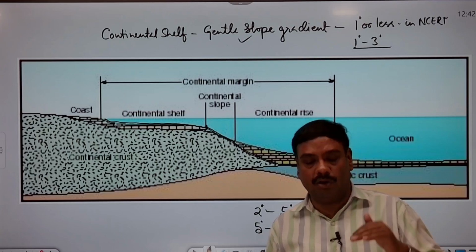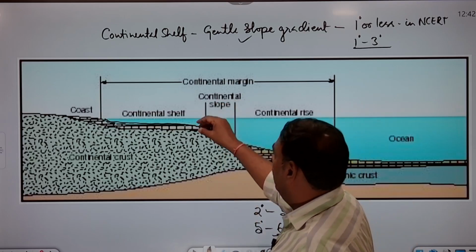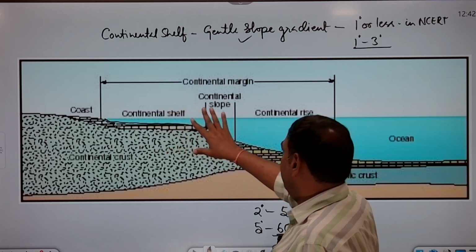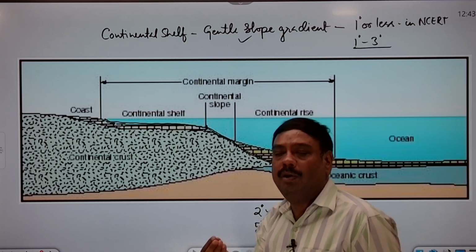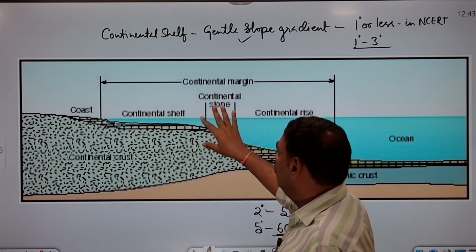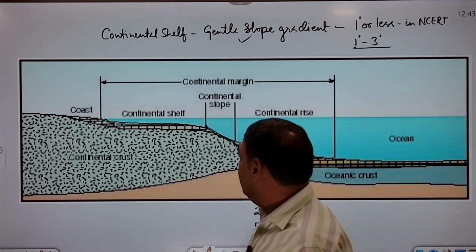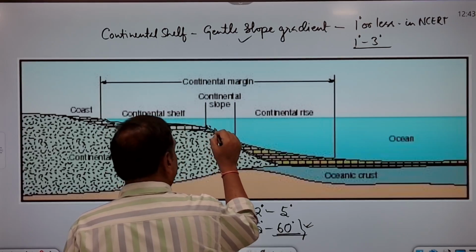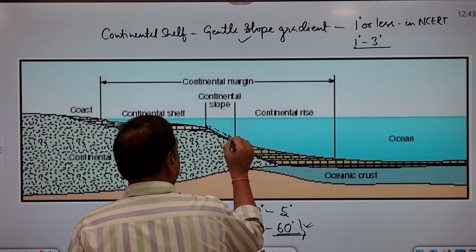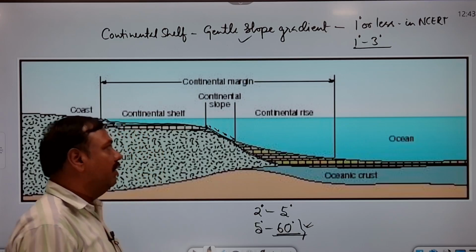Why it is so? Because the slope gradient is more, and that is why, first of all, it is extended towards the continental slope in a very little amount. All these sediments are extended towards the continental slope in a very little amount. But the second thing is what? That if some sediments reach here, so they can move towards the end of the continental slope.